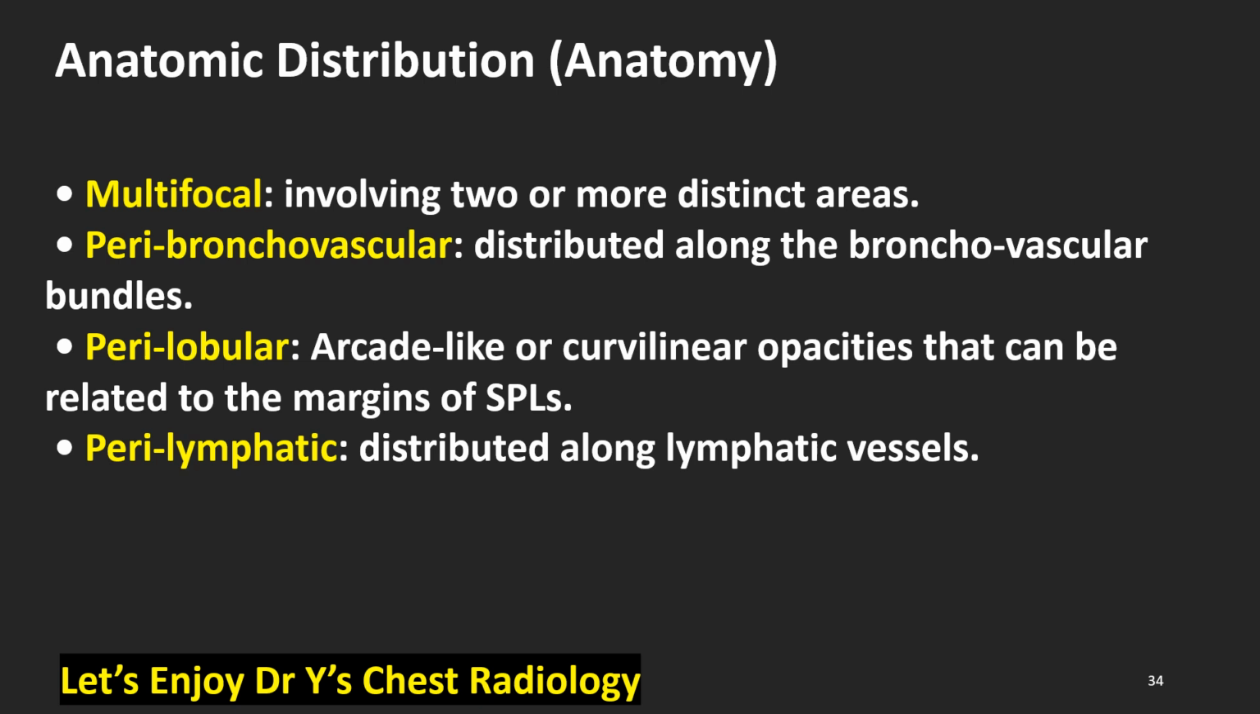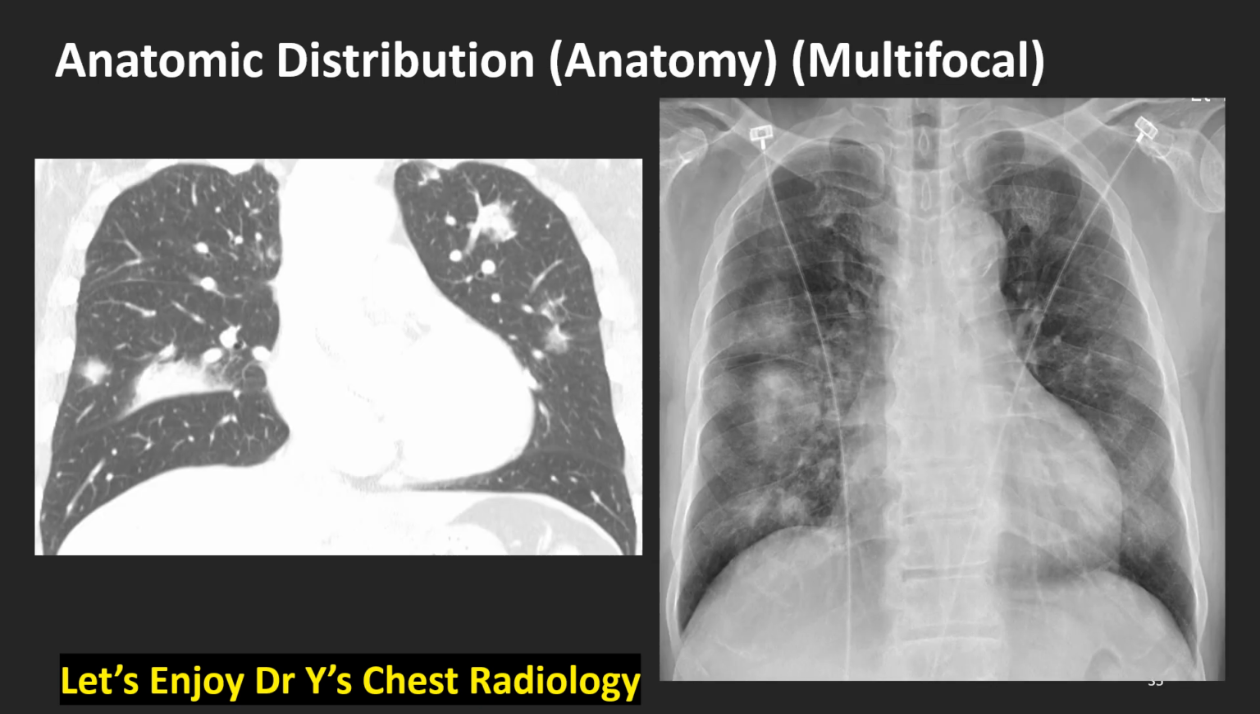Anatomic distribution, anatomy, multifocal, involving two or more distinct areas. Peribronchovascular, distributed along the bronchovascular bundles. Perilobular, arcade-like or curvilinear opacities that can be related to the margins of secondary pulmonary lobules. Perilymphatic, distributed along lymphatic vessels. Anatomic distribution, anatomy, multifocal.